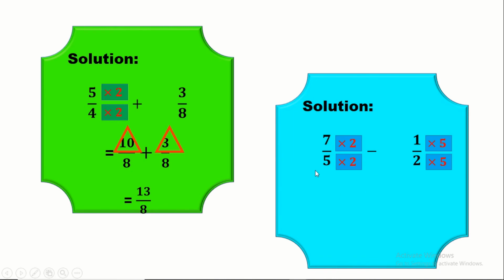Now, let's multiply them. 7 times 2, 14, over 5 times 2, 10. Here also 1 times 5, 5 and 2 times 5, 10. Minus, we copy it the same. If you note, we have obtained the same denominator. Both fractions are now over 10. Now we just subtract the numerators. 14 minus 5 gives us 9 over 10. The denominator 10, we copy it the same.